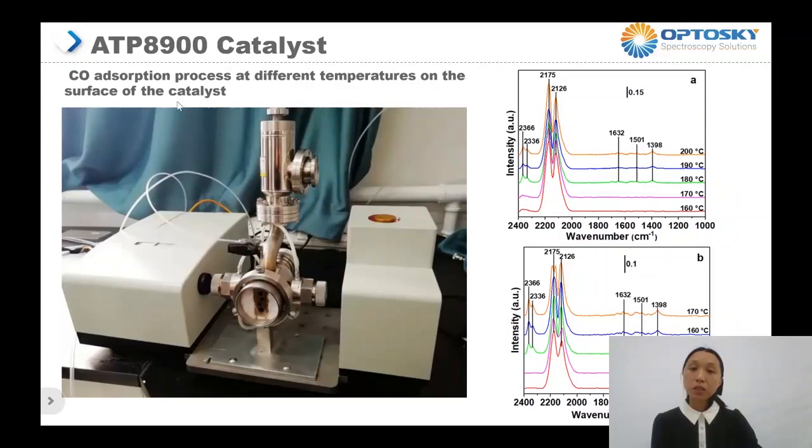This is also the ATP-A900 characteristic measurements. These characteristic measurements are very common, such as this result for CO adsorption at different temperatures, where the intensity and surface characteristics differ.